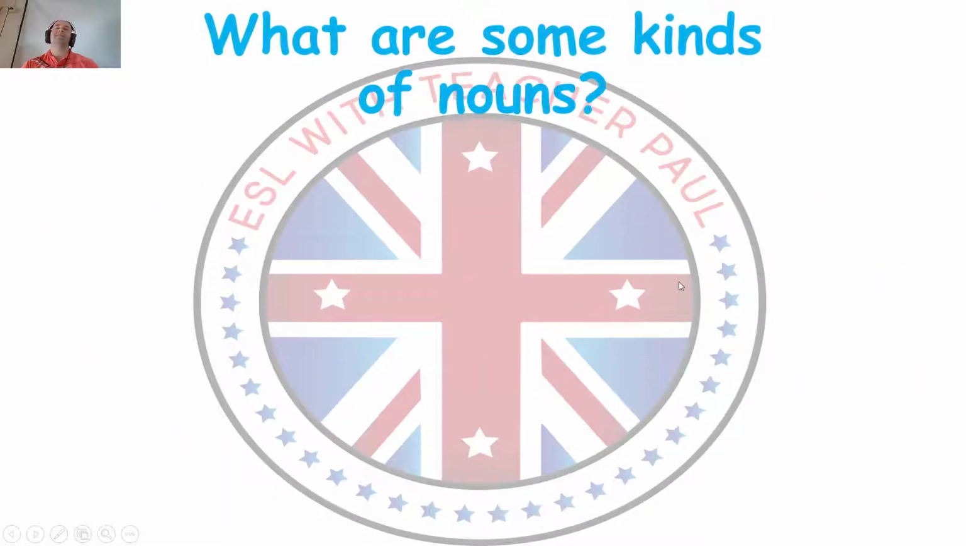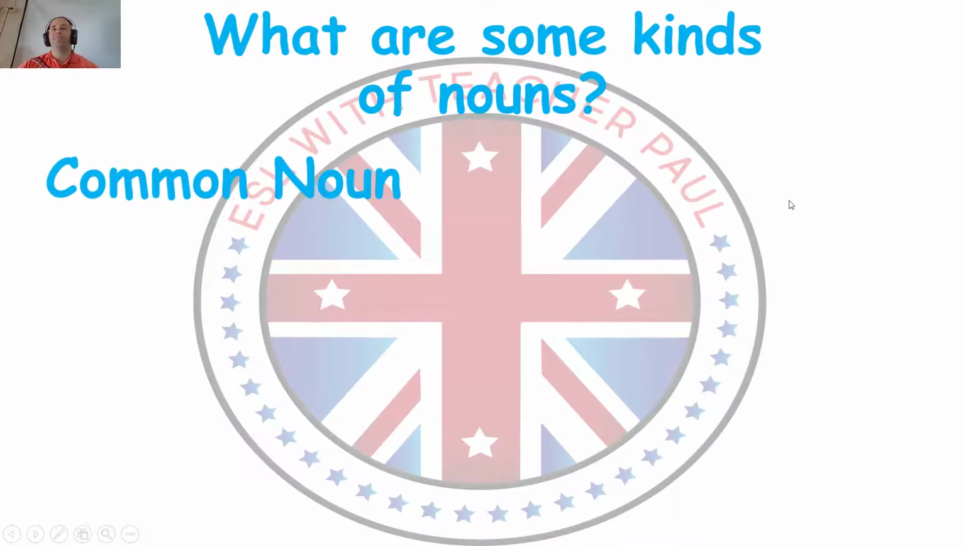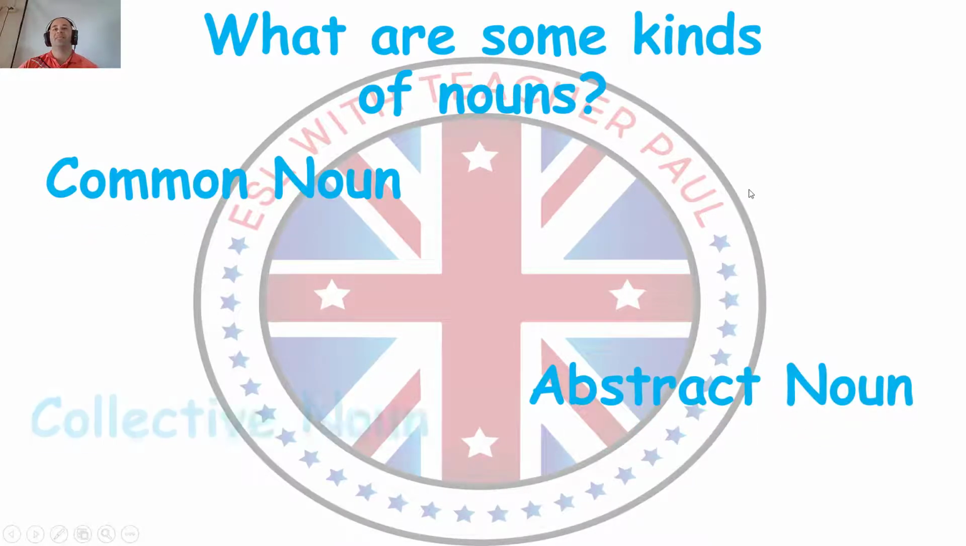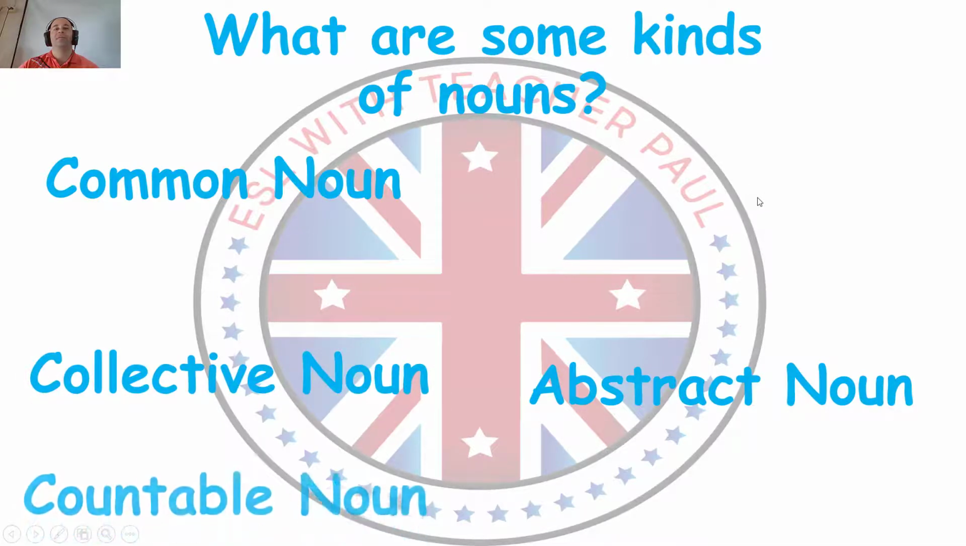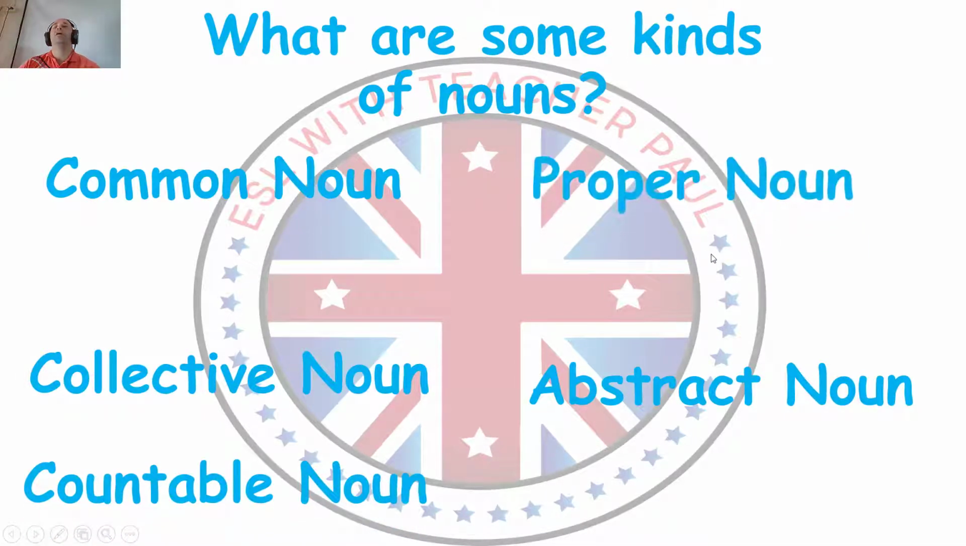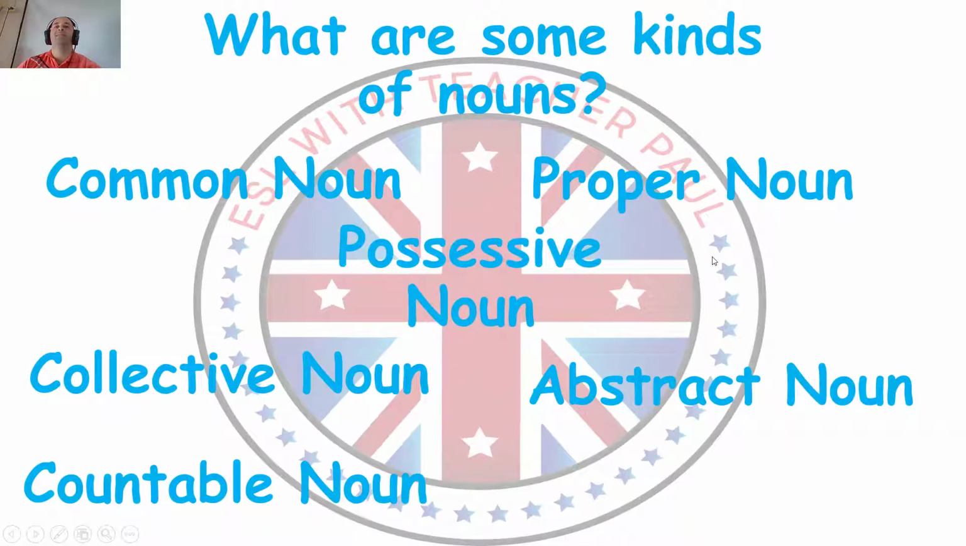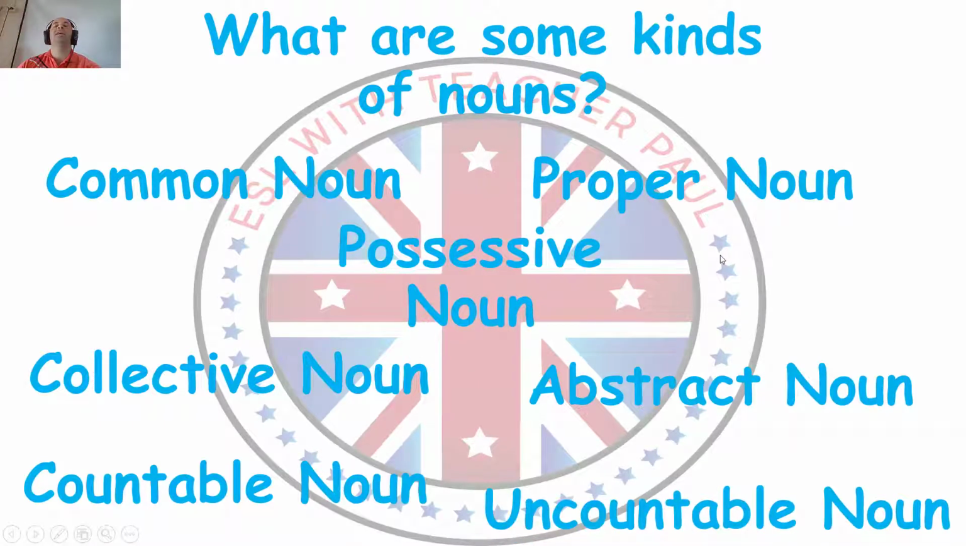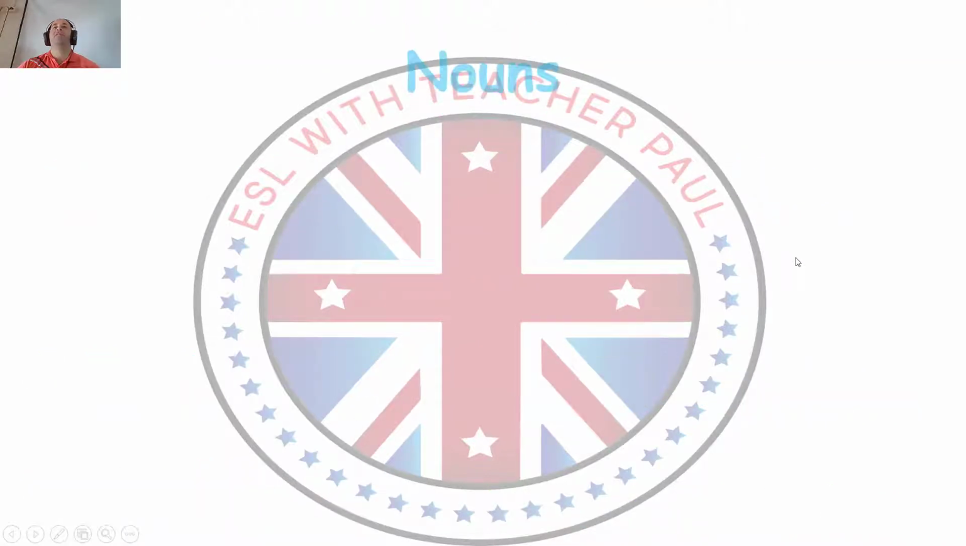Okay, so what are some kinds of nouns? Without going into too much detail, there's a few different kinds. Okay, we have a common noun, an abstract noun, collective noun, a countable noun, a proper noun, a possessive noun, and an uncountable noun. Okay, now maybe you know what some of these are, maybe you're not too sure, but we need to learn them and explain what they are and why we use them, okay, to fully understand them. So let's start with the common noun.